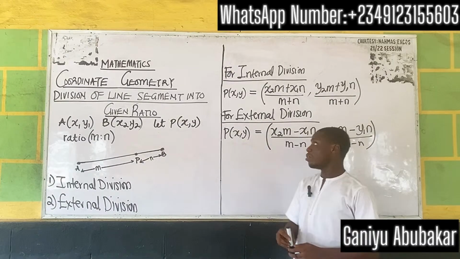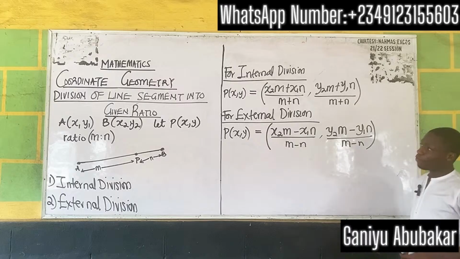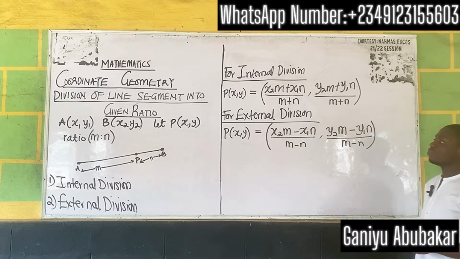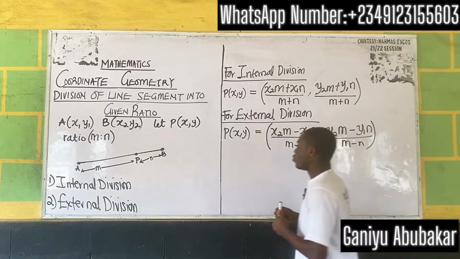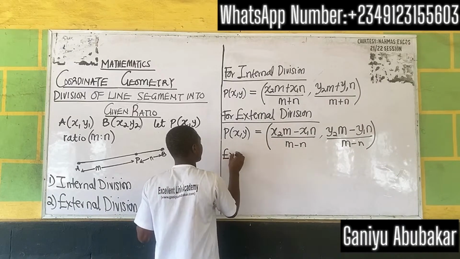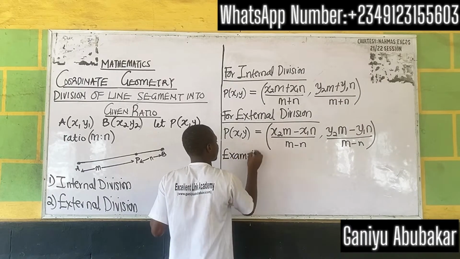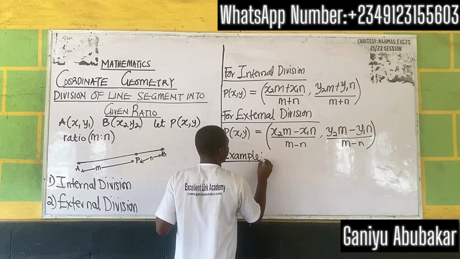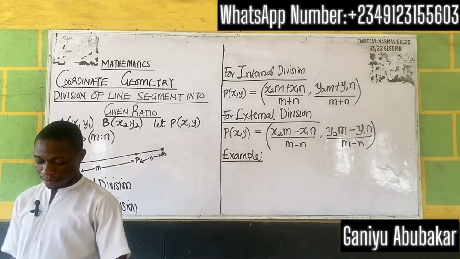So these are the formulas for calculating division of a line segment into a given ratio. Let's take an example to further understand this concept much better. Example. All right, let's take some examples under this.